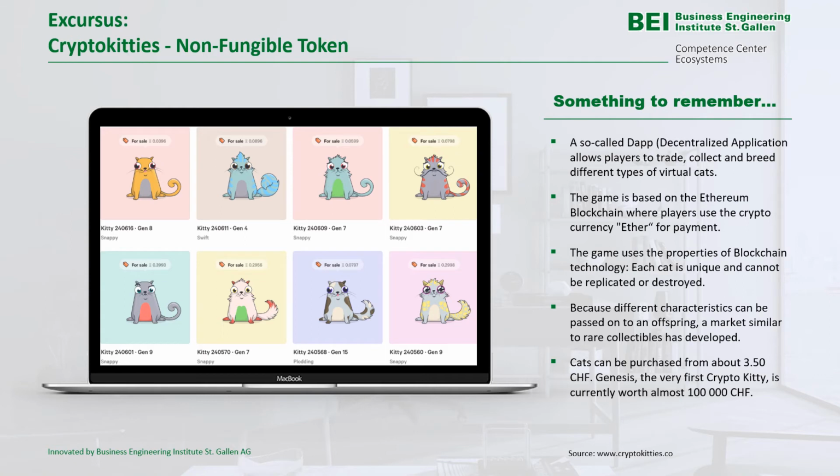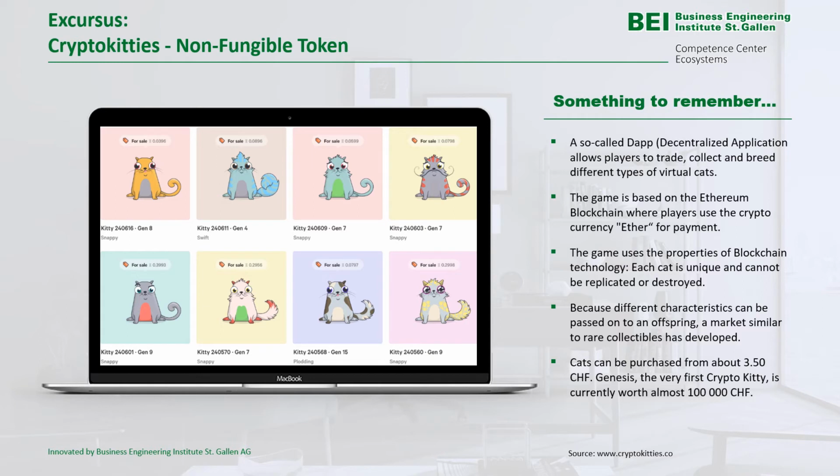And especially the idea of using tokens for representing something individual or unique, this idea has already been implemented on the Ethereum blockchain. And therefore, I want to show you the example of Cryptokitties. Cryptokitties is a game similar to a trading card game where you collect cards. In this case, you have kittens which look differently.